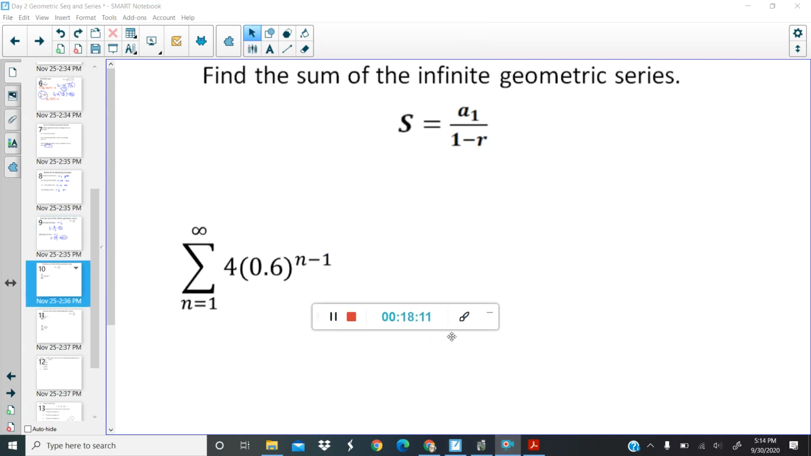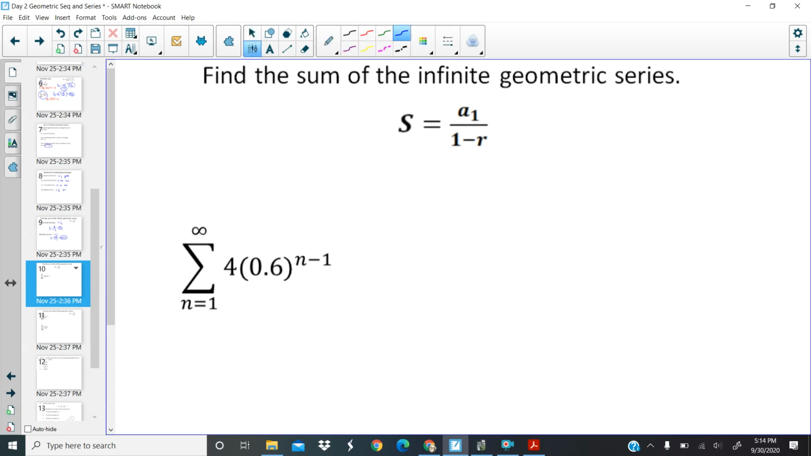So then I want to do an example of this in sigma notation. So notice when it's in sigma notation and it's an infinite geometric series, it has infinity on the top, meaning that you're adding up all of the numbers from 1 to infinity. So again, the ratio is going to be that number that's inside the parentheses. And then to find a sub 1, you can plug in whatever number is down here in for n.